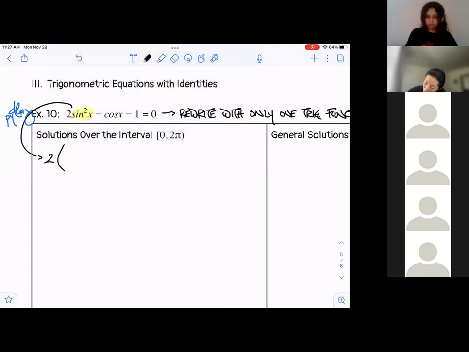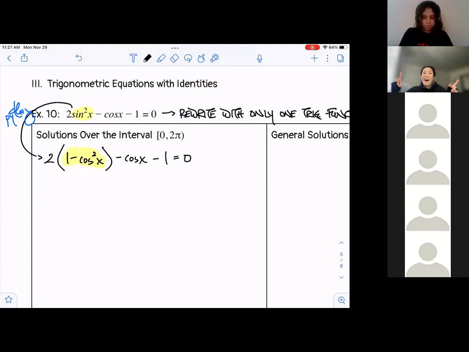Great, 1 minus cosine squared. So 1 minus cosine squared x is going to replace the sine squared x. Okay, beautiful, love it, Omar, yep. And then we're going to have minus cosine x minus 1. So the rest of the equation, we didn't even touch yet.